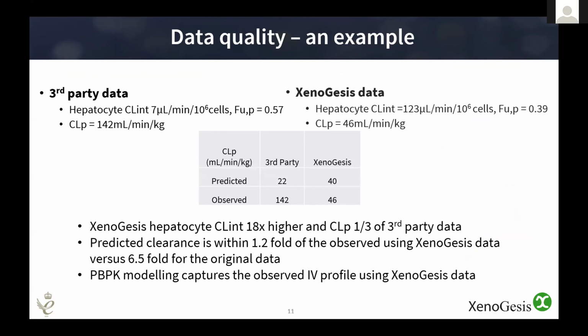We started to look at that and said, yeah, absolutely, it looks like a big discrepancy. But actually, we were expecting metabolism for these compounds, hepatic metabolism. So we were surprised that it didn't add up. So we recommended repeating some of this data.